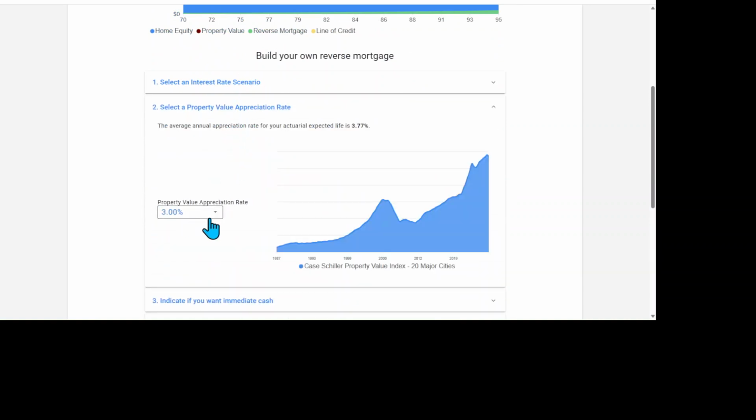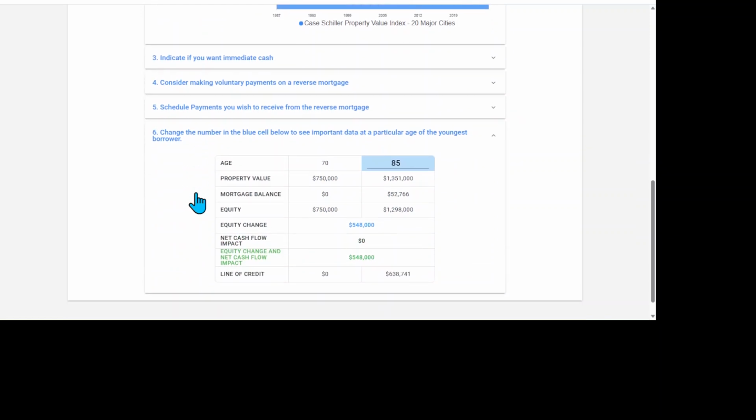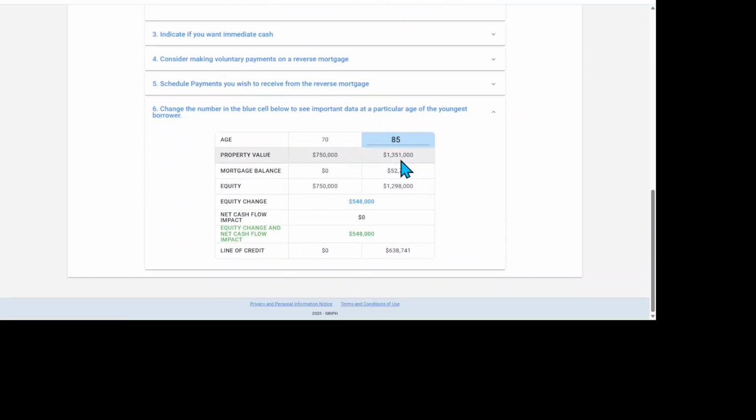We're defaulting to 3% per annum for an annual property appreciation rate. In your neighborhood, you might think that's a good number. Or you might say, hey, I think mine is a little bit better at 4%. That's a little bit more of a reasonable estimate. If you do that, then your property value is going to be higher at $1.35 million, which translates to a higher equity change, over $500,000. And the heirs would inherit almost $1.3 million of equity at age 85.